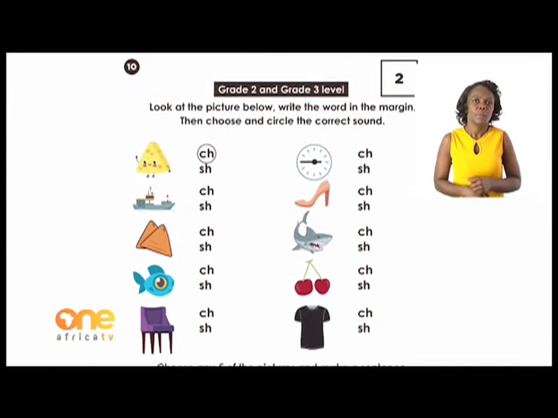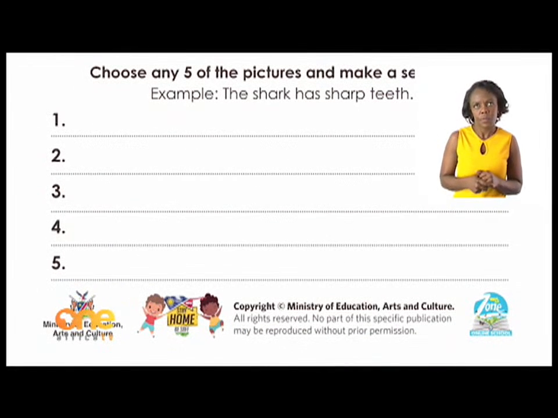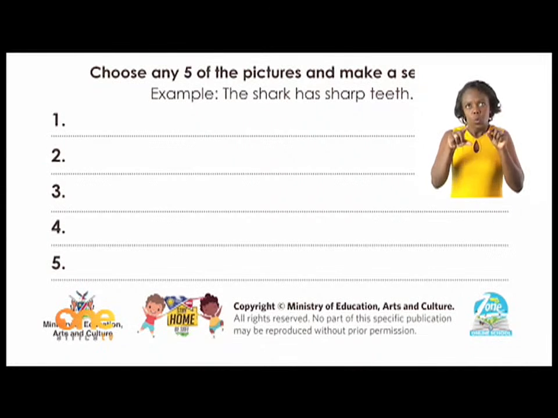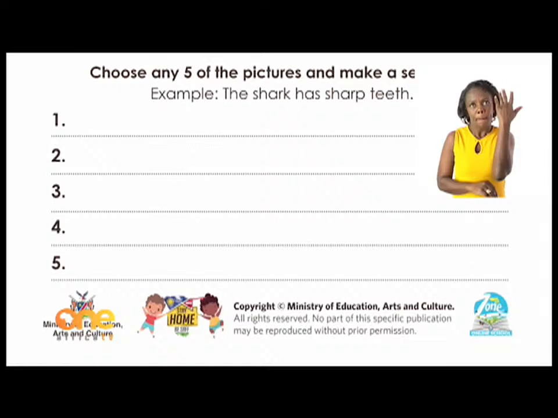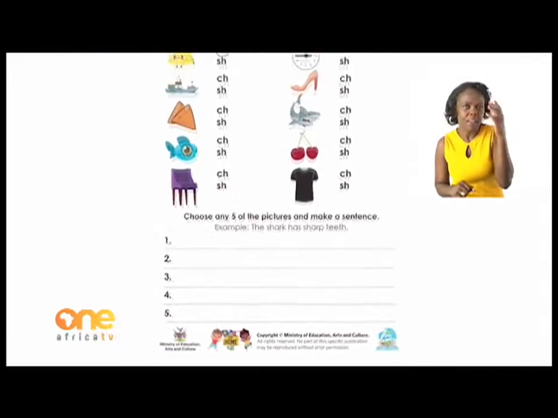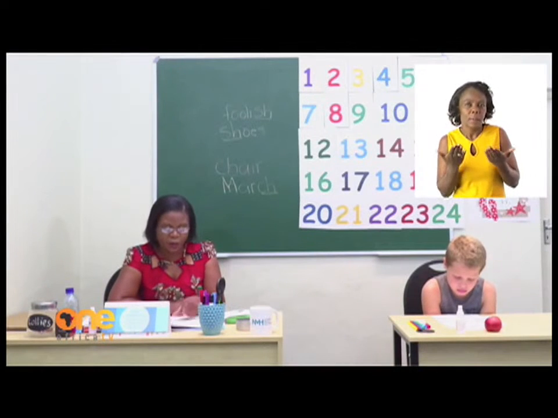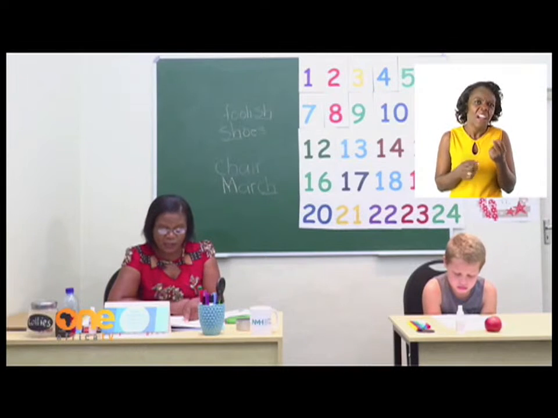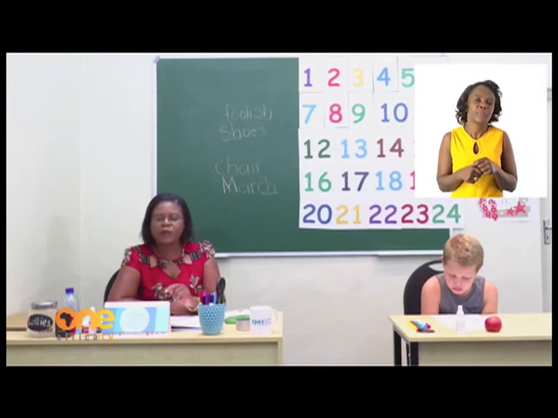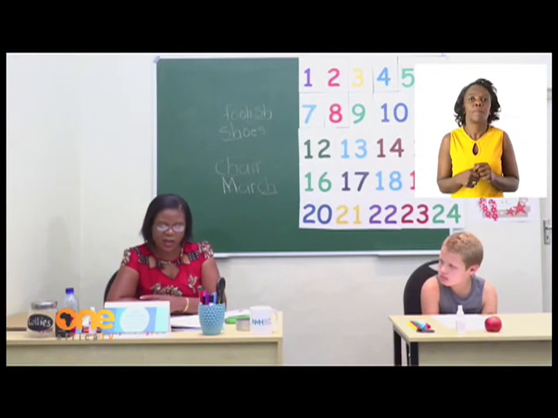Let's go down to the next exercise, just below. All right. Now you have to choose any 5 of the pictures. The given pictures which are on top there, you just have to choose 5 of them, and you come up with your own sentence. You make your own sentence with any of the words on the pictures. Choose 5. For example, the shark has sharp teeth. We have a shark there on the pictures, so I've chosen a shark. And then I construct my own sentence, the shark has sharp teeth.